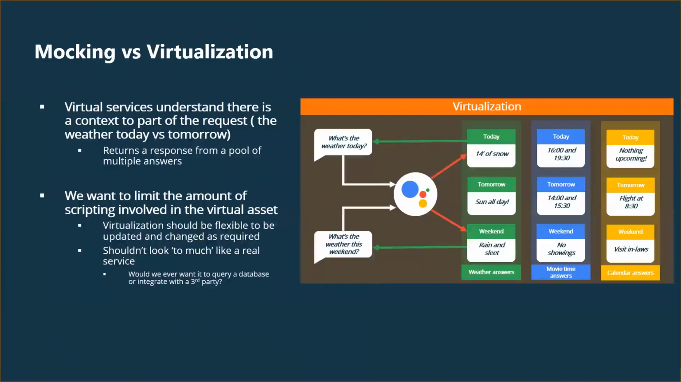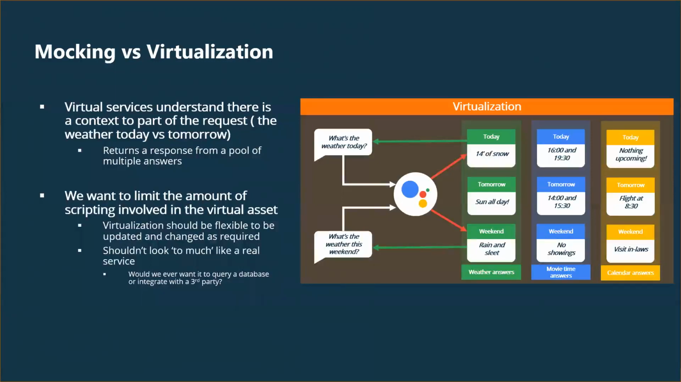So virtual services understand there is a context to part of the request, the weather today versus tomorrow, as an example for what we see on screen here with the likes of Google Assistant. This returns a response from a pool of multiple different answers rather than just one static response. So we really want to limit the amount of scripting involved in a virtual asset. Virtualization should be flexible to be updated and changed as required, so adding in logic as such, and it shouldn't look too much like a real service.